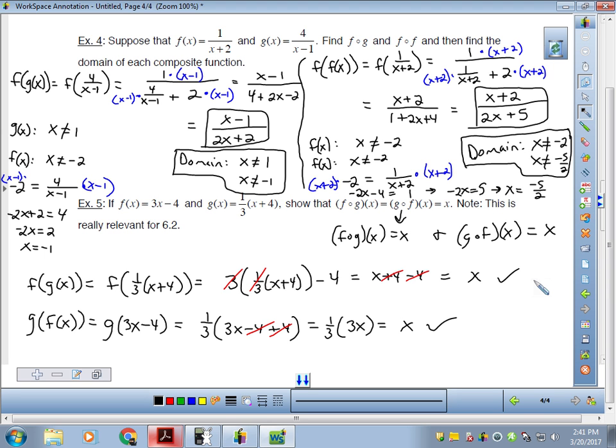You might have noticed at the end of this example there's a note that says this is really relevant for 6.2. In 6.2 we're going to be talking about inverse functions. And one of the ways to prove that functions are inverses is to do these compositions of the functions and prove that they both equal x. If they both equal x, then the functions are inverses. So here, f of x and g of x are inverses. Now, we'll learn more about inverses in 6.2, but this is a good way to connect the composite stuff you've been learning about here in 6.1 with what you'll see in just a little bit in 6.2.